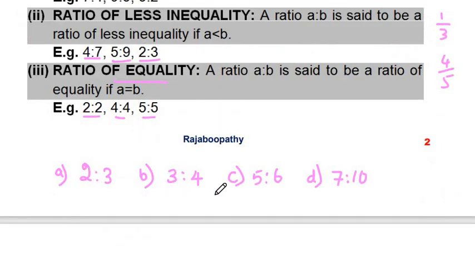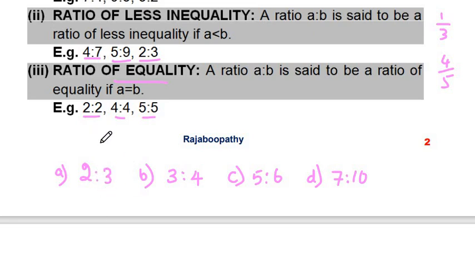So I have given you 4 ratios: 2 is to 3, 3 is to 4, 5 is to 6, 7 is to 10. Which fraction is least? Which fraction value is highest? Or they'll ask, which is the smallest fraction? Tell me. Which is the highest fraction in terms of value? Smallest fraction and highest fraction. Work it out. Tell me. Right. So how to find?